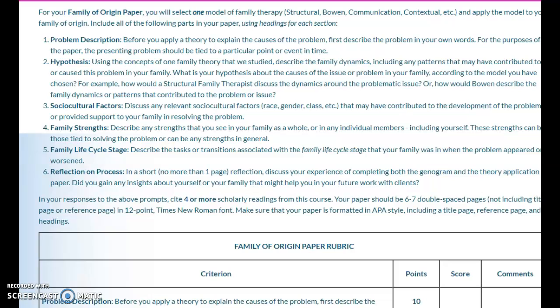So lastly, you'll be reflecting on the paper and the genogram assignment. This section is purely personal reflection. You can discuss any thoughts, feelings, or insights which may have arisen from writing this paper or doing the genogram, but the only requirement is to include how some of the new insight might help you within your future practice, specifically with families.